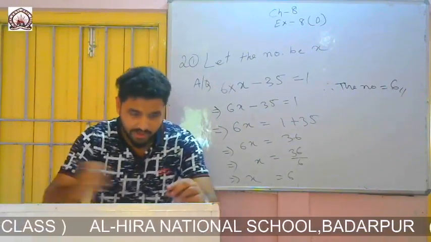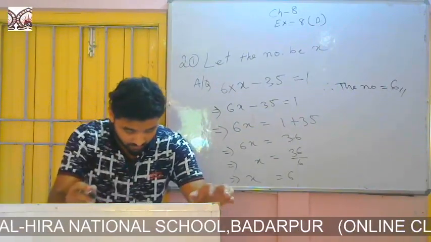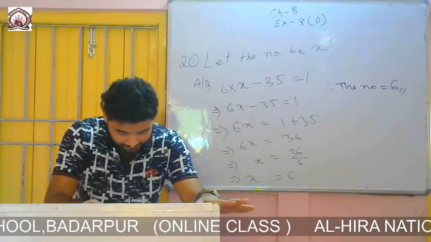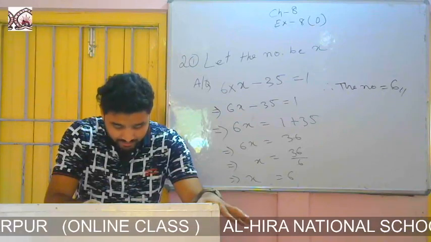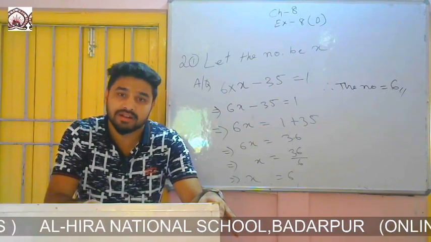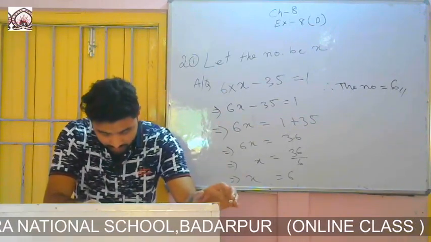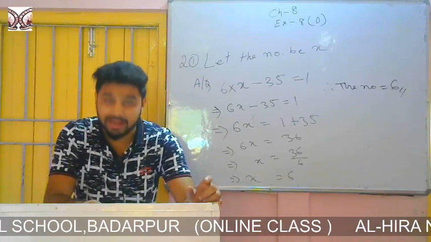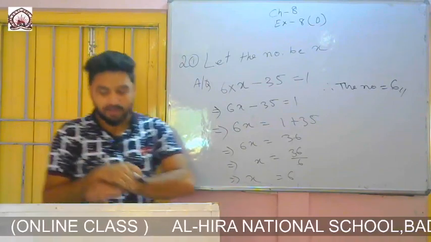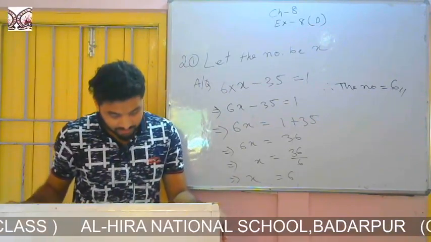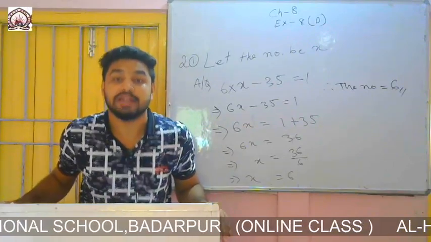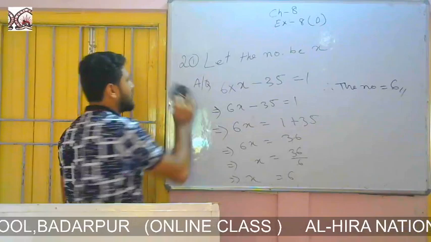Now come to question number 3. I think of a number, divide it by 4, and add 11. That means I have to add 11, I have to increase by 11. The result is 17. That means equals 17.